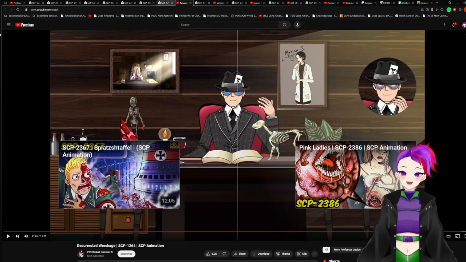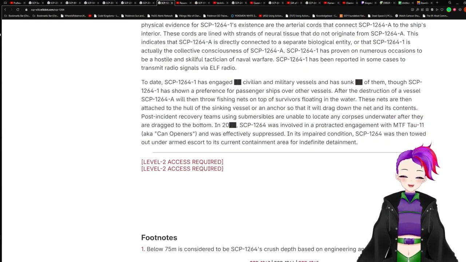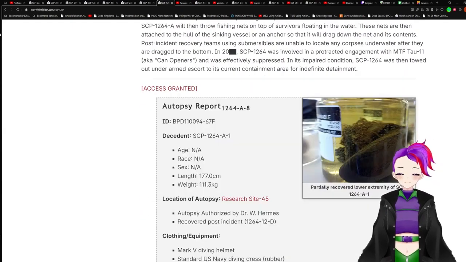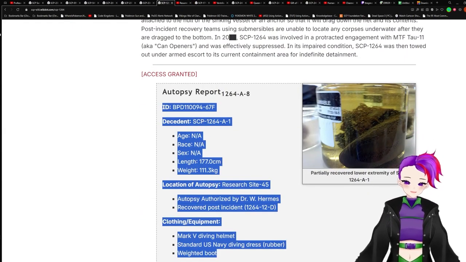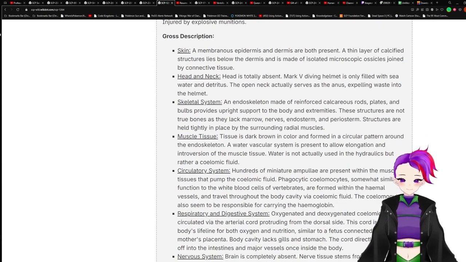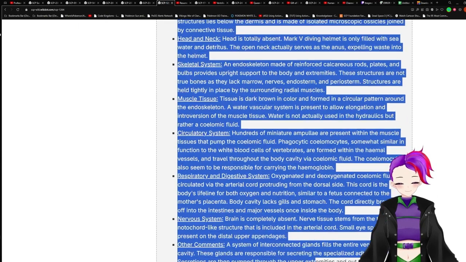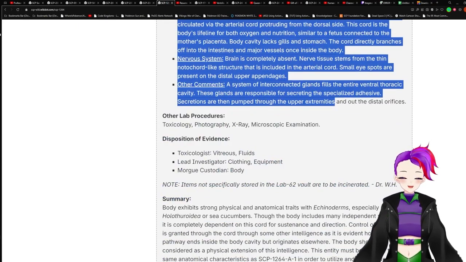Oh my god, this hurts. It's over. Thank fuck. Okay, they barely included anything in the autopsy report. They included some stuff, but most of this important information was just cut.